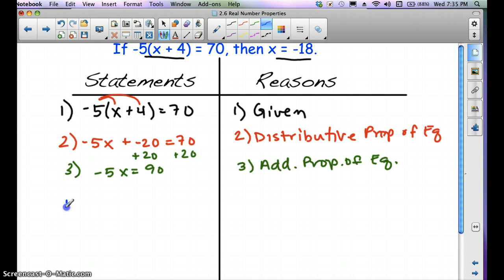So now think about your next step. Right, we divide by negative 5 on both sides. When we divide by negative 5, that's the division property, and we get x equals negative 18. And there you go. That's where we want to end up.